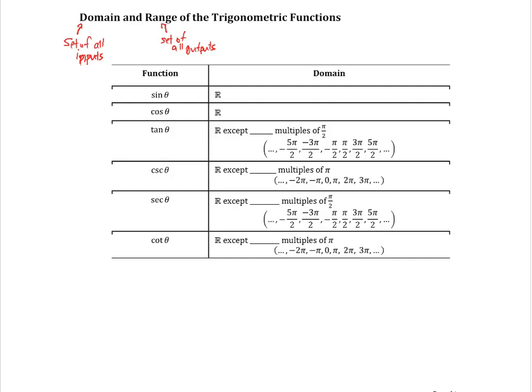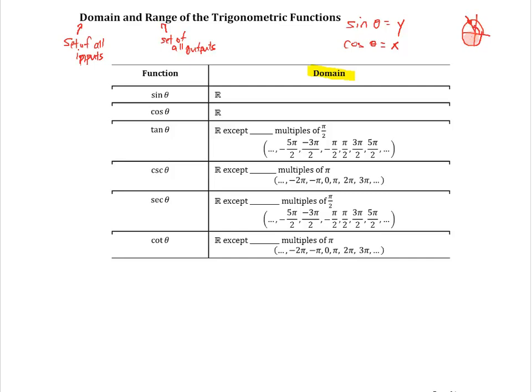So first let's talk about domain. Domain means what can we plug in. For sine and cosine, we can actually plug in any angle. Now the reason why we're not restricted in any way is we remember that sine of an angle is just the y coordinate and cosine of an angle is just the x coordinate for the coordinates on the outside of a unit circle for a given angle.